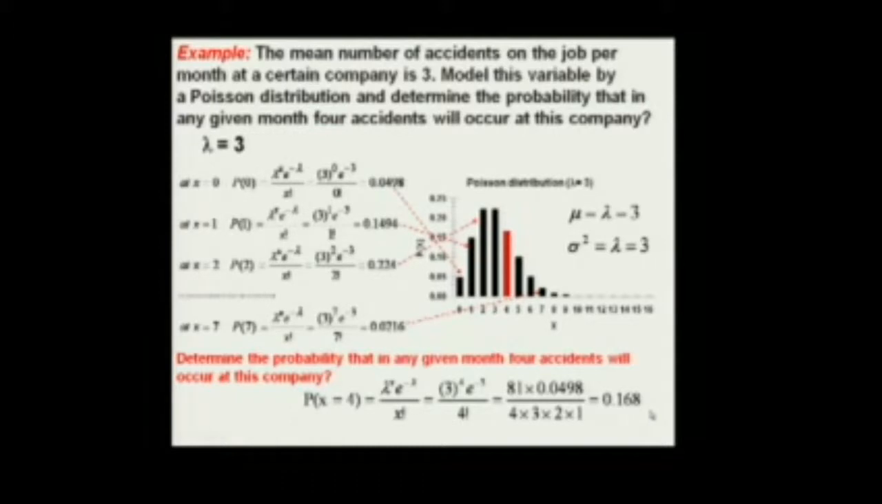Meaning we have a probability of 0.168 that a random month may have 4 accidents, or we have a 16% chance, almost 17%, of having 4 accidents in a month. That could be serious in any organization.